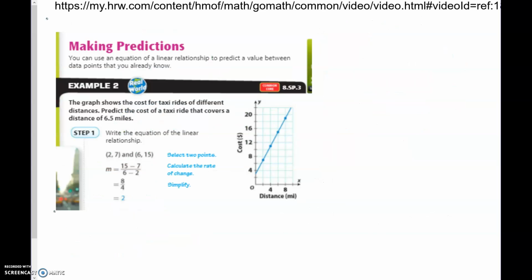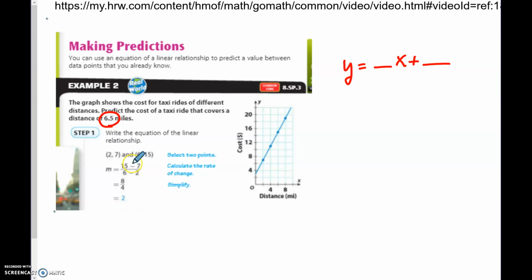All right, let's see what else we have going on here. Making predictions. So this is the last major part of what we're doing here. Once you have your equation, can you make predictions of what other things are? So they want us to predict what 6.5 miles are. So 2, 4, it's going to be somewhere between here, not exact, maybe 7. I know it's somewhere between here, but I'm going to write my equation, and then I'm going to use that to help me make my prediction. Okay, so they have the ordered pair, and you can see they already actually solved for slope.